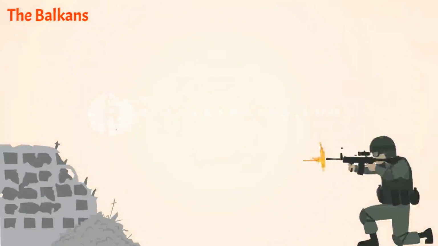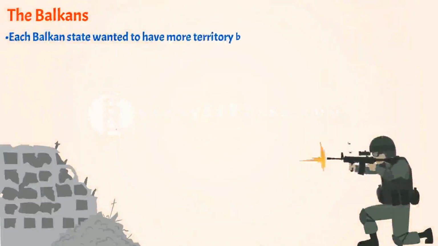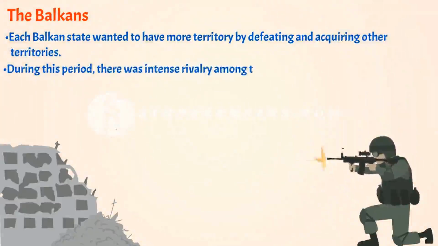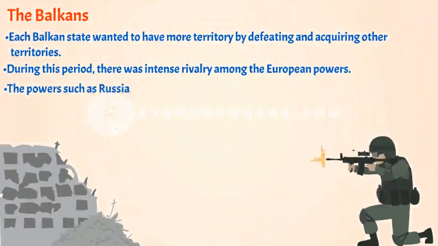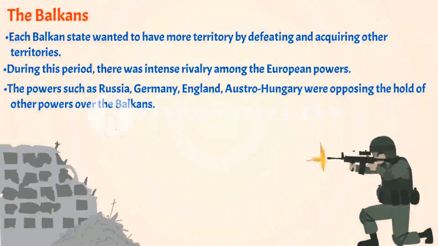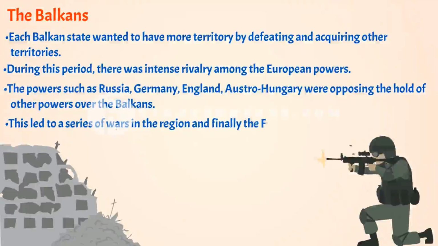The Balkan states were jealous of each other and each wanted to have more territory by defeating and acquiring other territories. During this period, there was intense rivalry among the European powers over trade and colonies as well as naval and military power. The powers such as Russia, Germany, England, Austro-Hungary were opposing the hold of other powers over the Balkans and extending their own control over the area. This led to a series of wars in the region and finally the First World War. Nationalism aligned with imperialism helped in the First World War, which led Europe to disaster in 1914.